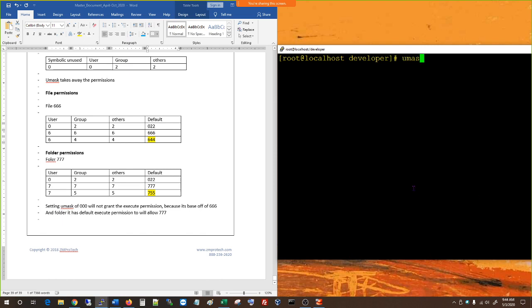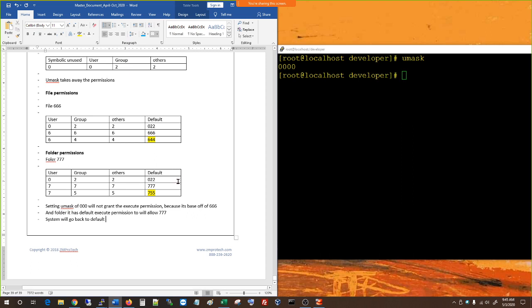So you do UMask and it's set to 000 here. It will be set to 000 until the system reboots. When the system reboots, it will go back to the default UMask of 022.